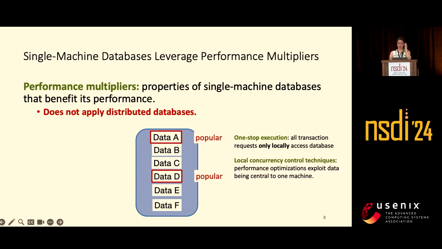The second performance multiplier is local concurrency control techniques. These are optimizations that exploit data being local to a single machine. They include database-wide techniques like global timestamps or global shared memory, or optimizations that target local bottlenecks. So for example, the single machine database, MVTL, uses shared lock tables to reduce cross-core communication. But this optimization is not effective on a distributed database, where the dominant bottleneck, network latency, is a bit too large of a target.